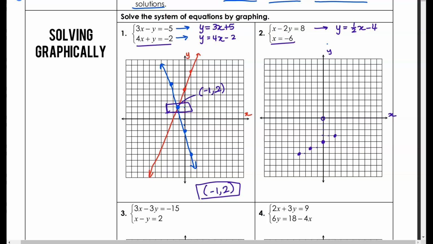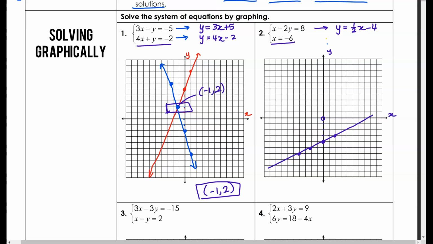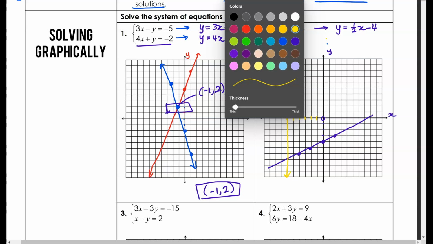Okay, so I'm going to have a line that looks like this, right about that. And then my other line is x equals -6. So here's 1, 3, 4, 5, 6. So then that is just going to be a straight line here, and this is the line x equals -6.